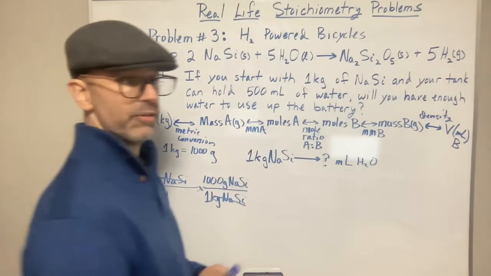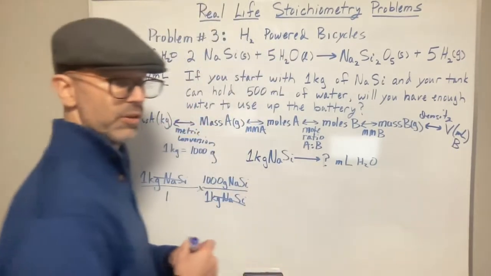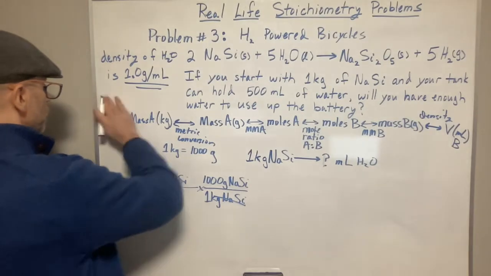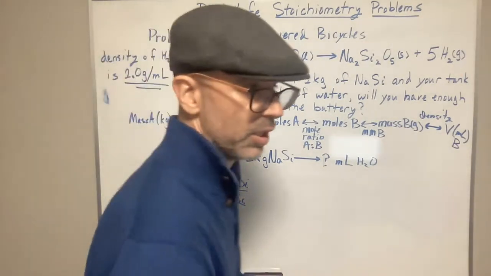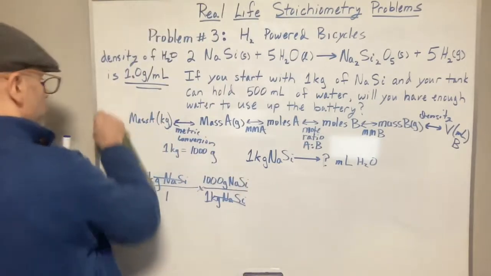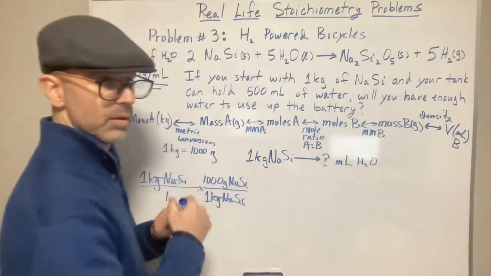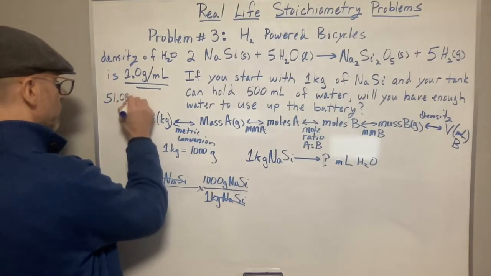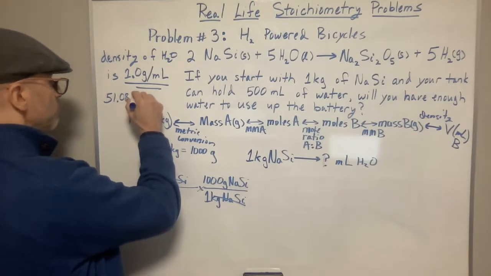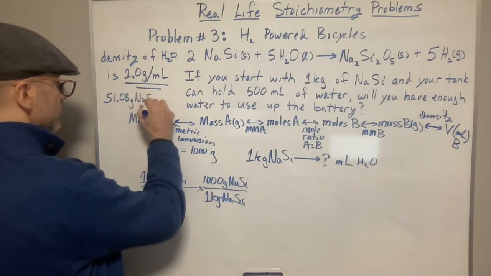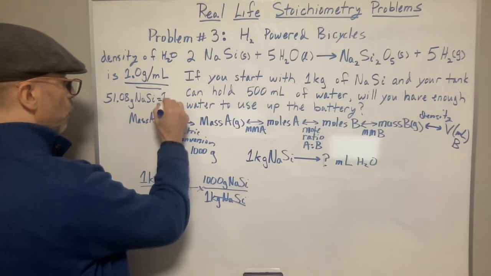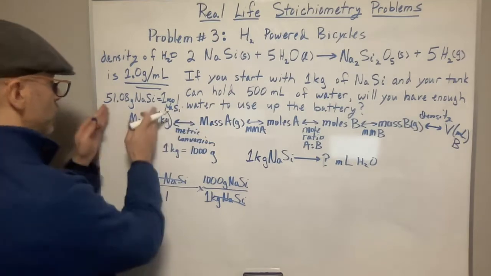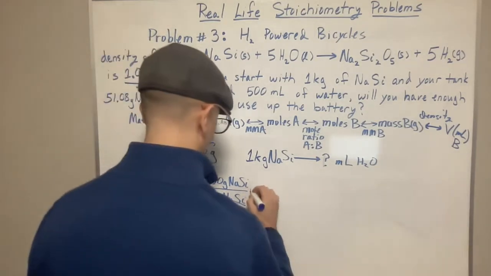The molar mass of NaSi is going to be 51.08 grams. So 51.08 grams of the NaSi is equal to 1 mole of the NaSi. So that's what I'm going to use. That's my next conversion.